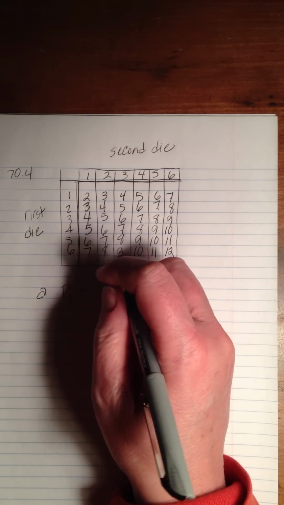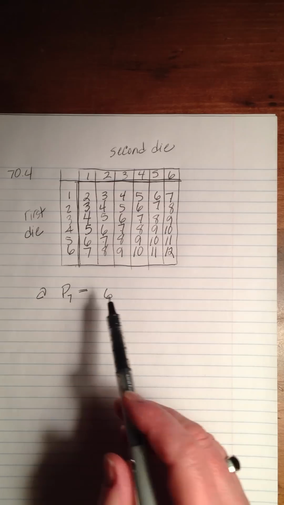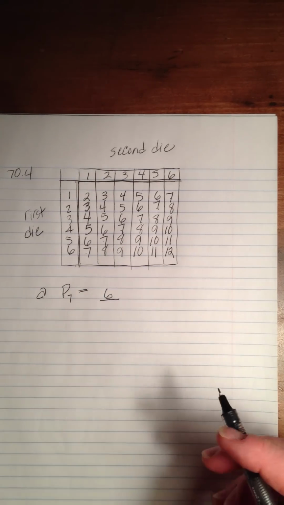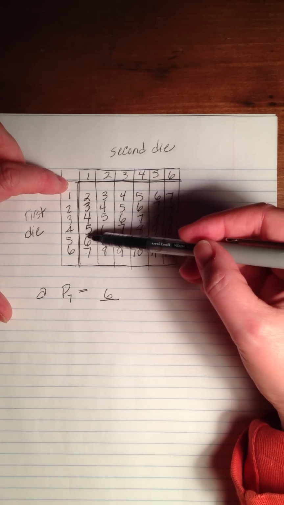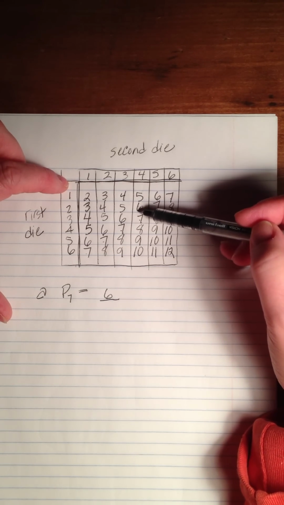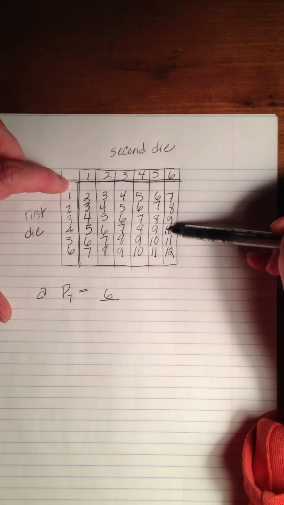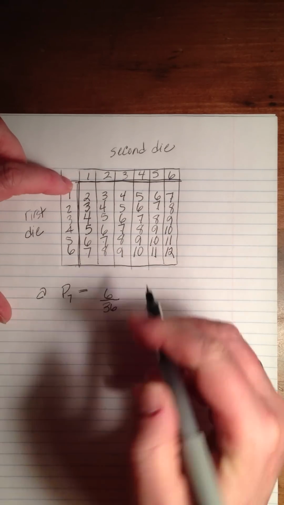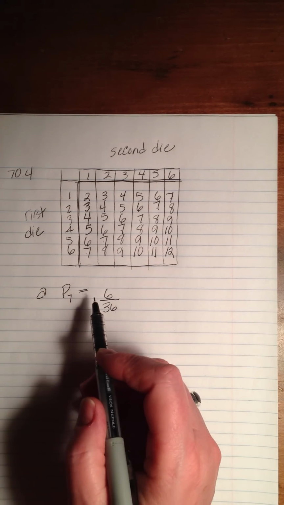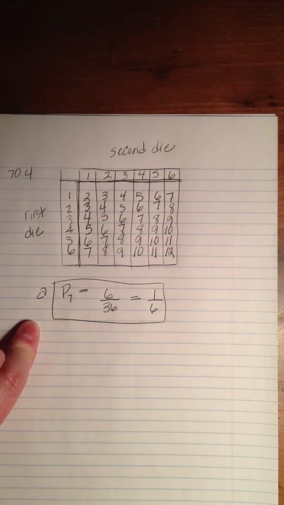Going back to my other page, we're doing desired outcomes over possible outcomes. The desired outcome is a 7, and there are 6 different rolls that will give me a 7. We're going to put that over the number of possible outcomes, which is 1, 2, 3, 4, 5, 6, 7, 8, 9, 10, 11, 12, 13, 14, 15, 16, 17, 18, 19, 20, 21, 22, 23, 24, 25, 26, 27, 28, 29, 30, 31, 32, 33, 34, 35, 36. You could have done that a lot quicker if you just multiplied, but I did it the long way so you'd see exactly what I meant. So the probability of rolling a 7 can be reduced to 1 out of 6. All right? So that's how we calculate that one.